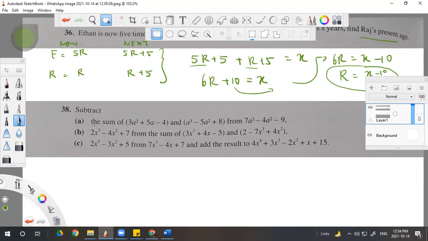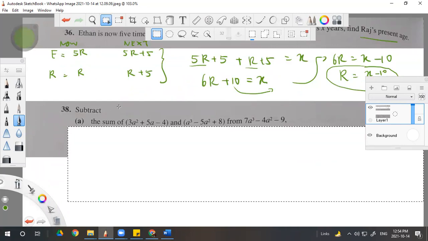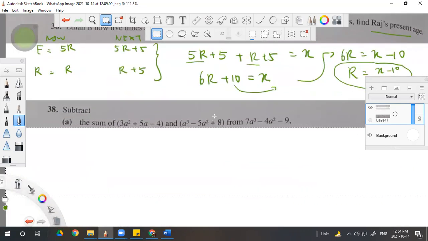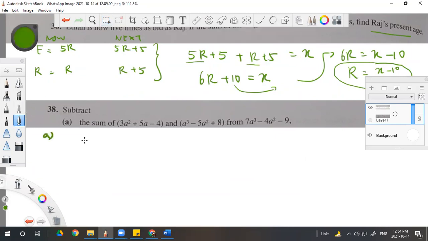Ini saya bikin satu aja deh. Yang atas aja ya. Oke. Subtract the sum of this and this from this. Oke, subtract dulu. Berarti ini dulu yang kita jadiin fokus. So, for A, 7A cubed minus 4A squared minus 9 subtract the addition of this, the sum of this. Oke, bracket 3A squared plus 5A minus 4 plus A cubed minus 5A squared plus 8. Oke, masukin lagi. Finding the like terms.